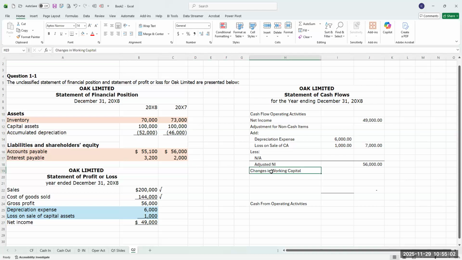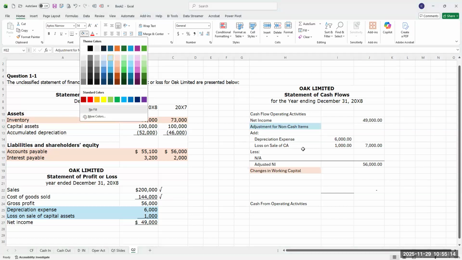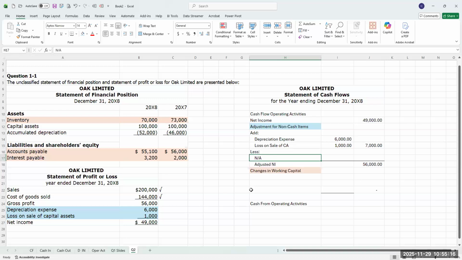So part of the working capital will be inventory, accounts payable, interest payable. Let's mark this one the same way here. And adjustments for the non-cash item, I can mark it with blue so I can match this cover here. So let's start with the first, inventory. On the inventory, what we're chasing is, if you remember the formula that I gave you before, the first item is inventory.